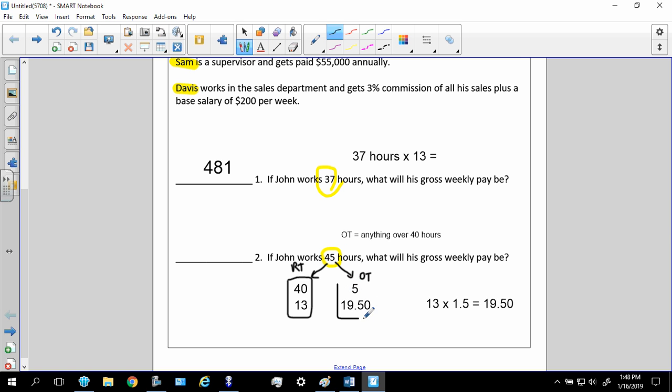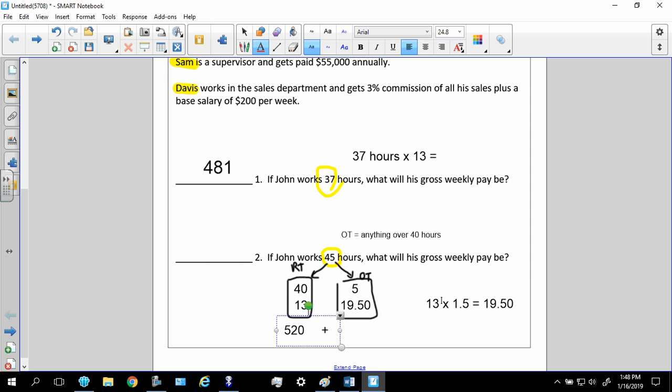I'm then going to multiply by 5 because he worked 5 hours. So when I do the math, 40 times 13 ends up being 520. I'm then going to add that to 5 times 19 and a half, which is $97.50. When I add those 2 together, he gets $617.50 gross pay. Okay? Next one.